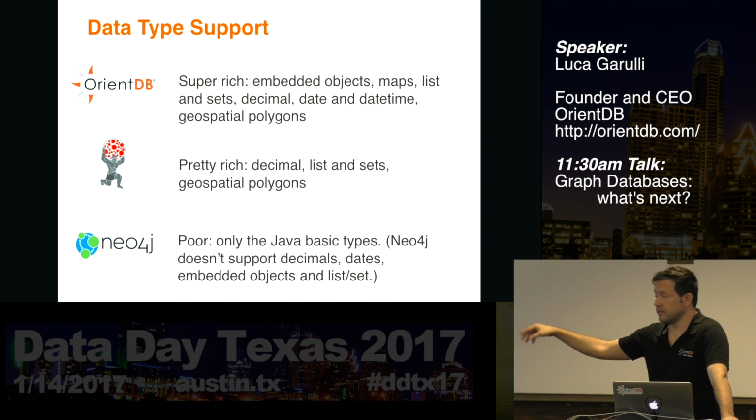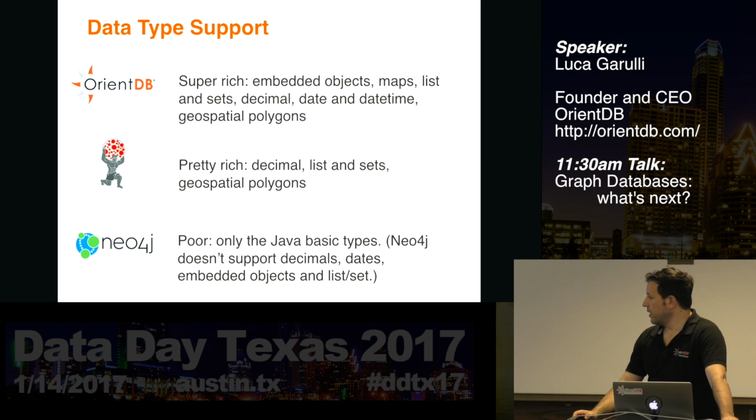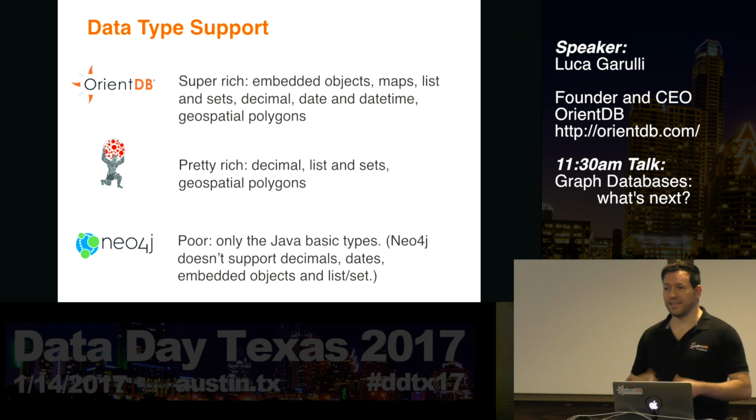And polygons. In Neo4j, it's pretty poor, just the basic types. Neo4j doesn't support any date type. You have to store it as a long, and there is no support for decimal, maybe in the future. And you cannot have a set, list, or collection embedded, right?